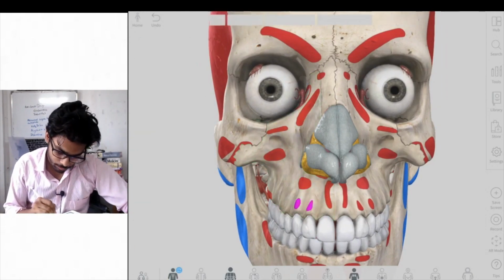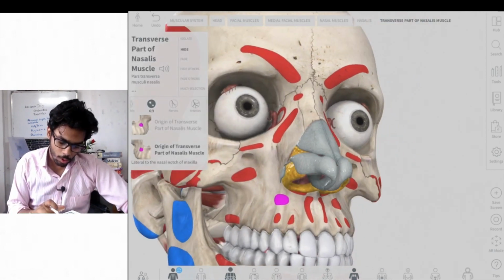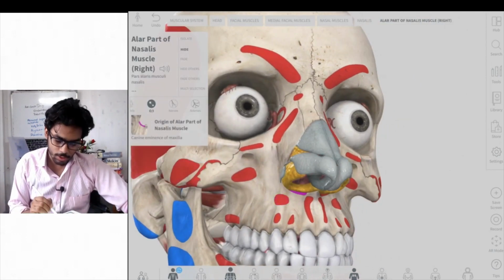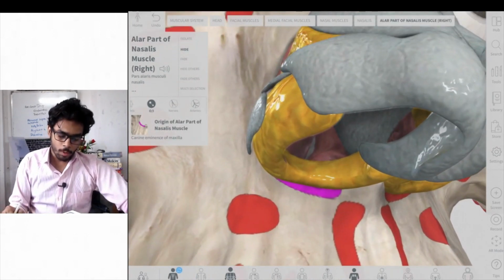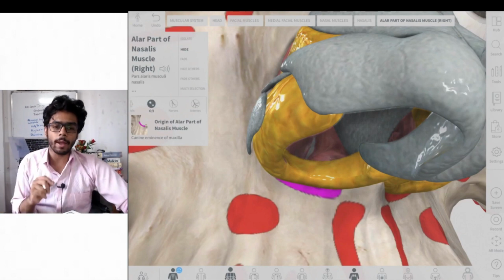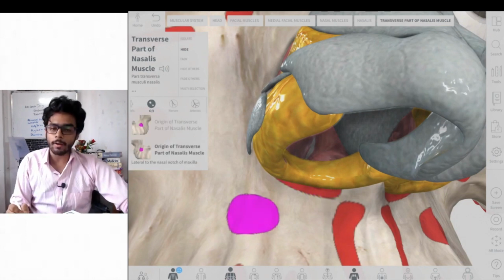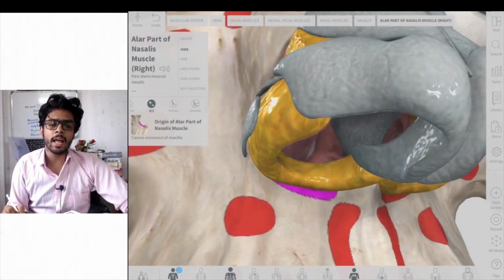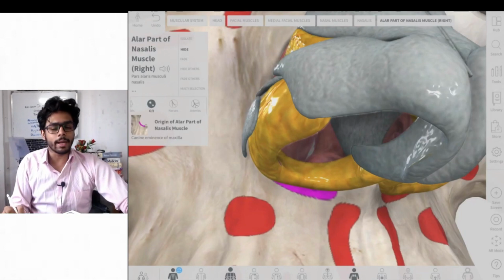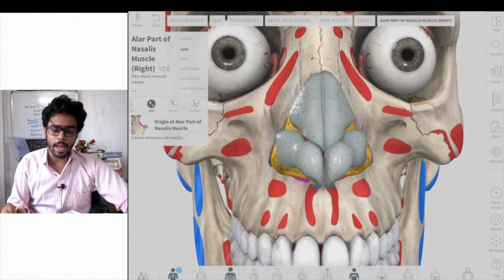And this is also a point of origin of the nasalis muscle. Can you see the pink part? This is the point of origin of the alar part of the nasalis muscle. So we have two sets of nasalis muscle: the transverse part and the alar part, and it helps in the flaring of the nares, that is, the nostrils. Am I clear?